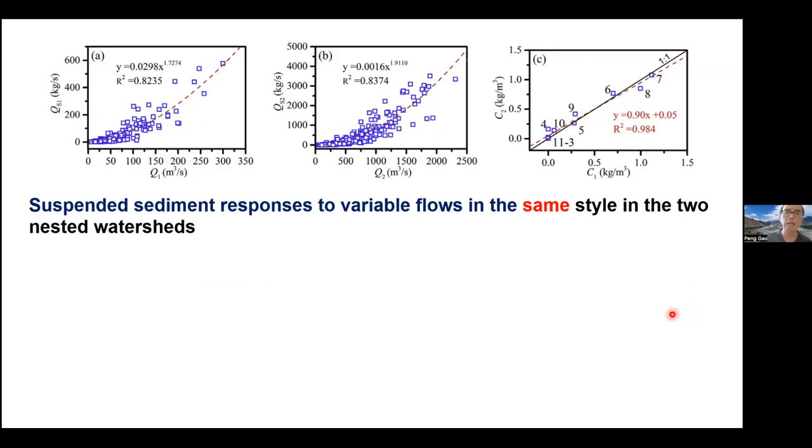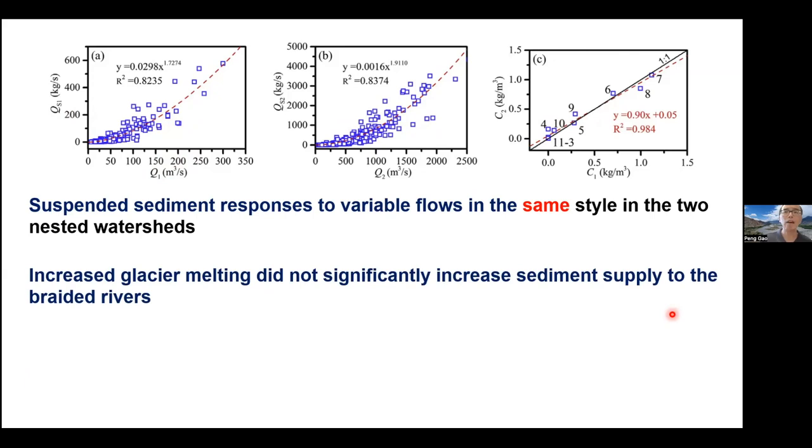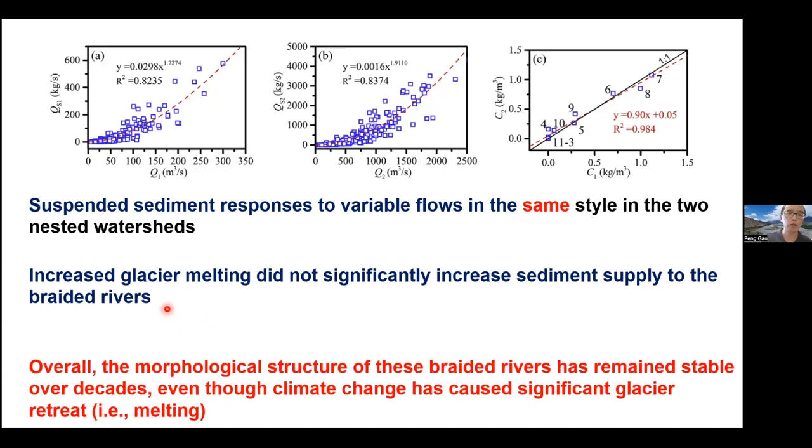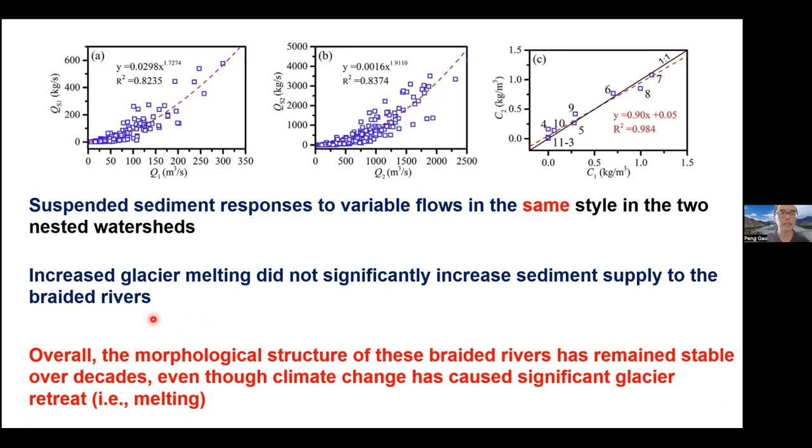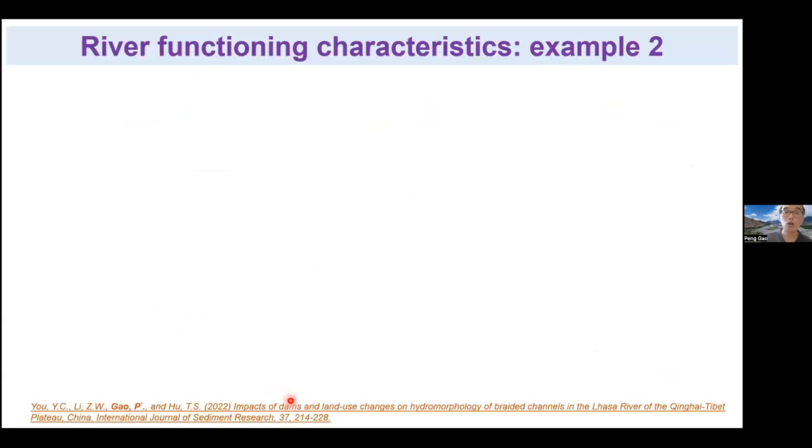So that means that the sediment transport processes are very similar in this sub watershed, even though the smaller watershed is much closer to the glacier source areas. That suggests that the glacier melting processes haven't significantly affected the sediment transport processes. In summary, this study shows that overall, the morphological structure of these braided rivers has remained stable over decades, regardless of their spatial locations.